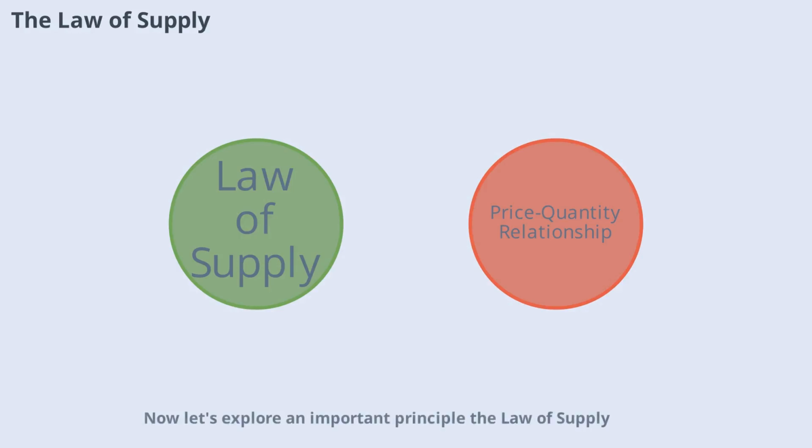Now let's explore an important principle: the law of supply. The law of supply states that as the price of a commodity increases, the quantity supplied also increases. Conversely, as the price decreases, the quantity supplied decreases, assuming all other factors remain constant. This law is fundamental because it explains why producers respond to price changes. When prices are high, sellers are motivated to supply more goods. When prices drop, they supply less. This relationship is key to understanding how markets function.